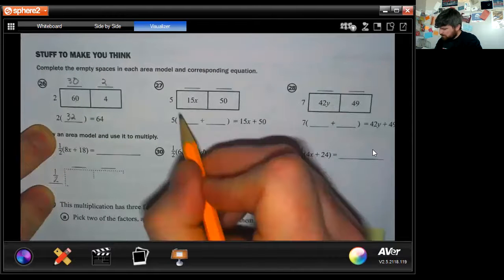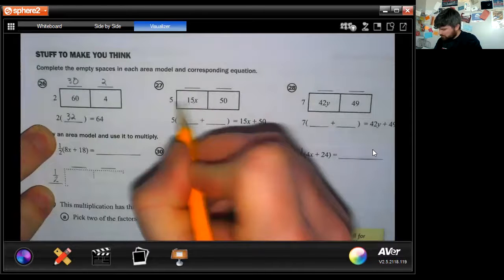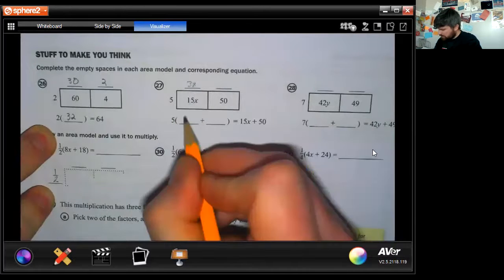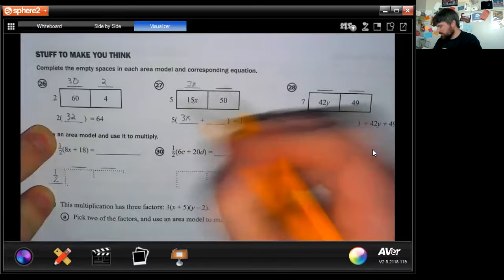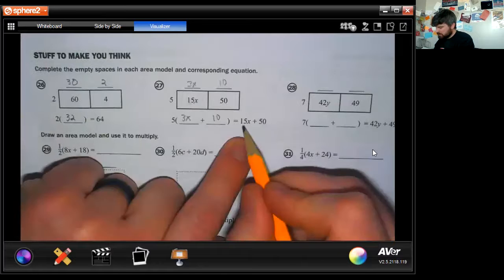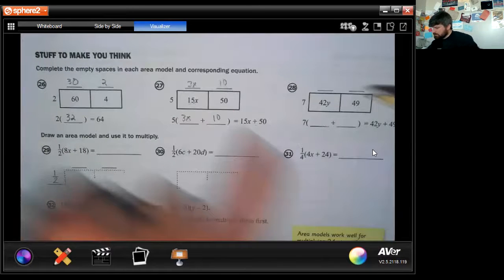All right, 15x divided by 5. Well, 15 divided by 5 is 3, and I need that x there. So we got a 3x plus 50 divided by 5 would be 10. So that's 3x plus 10 equals 15x plus your 50.